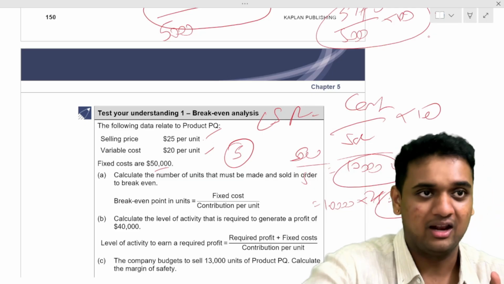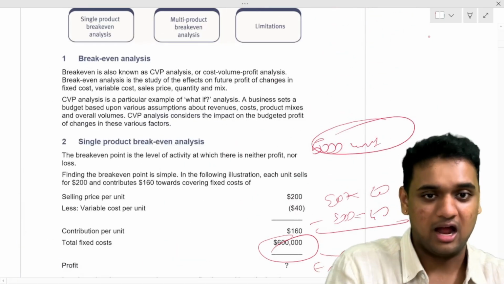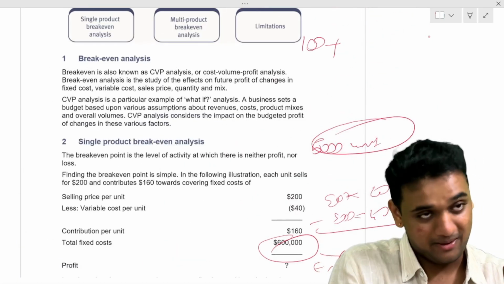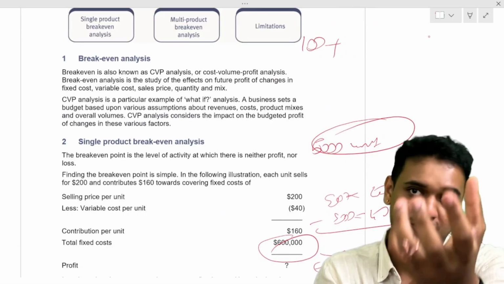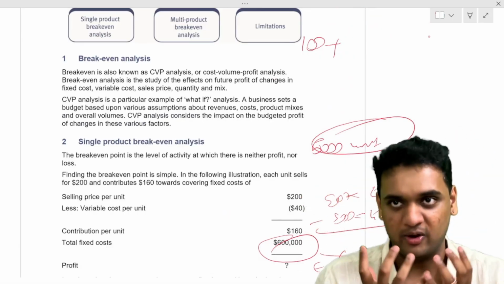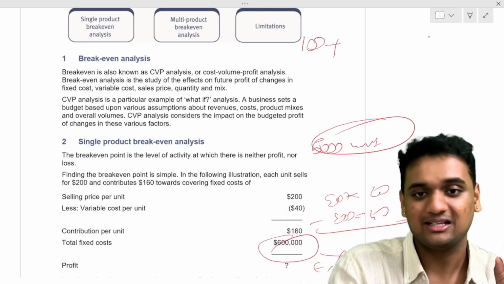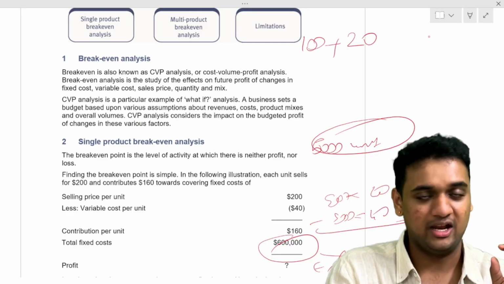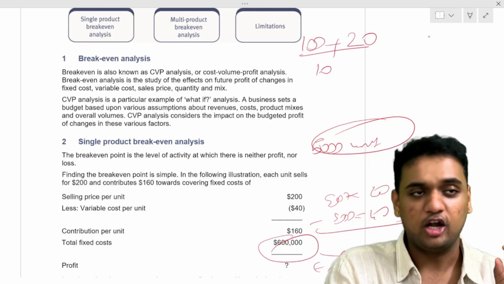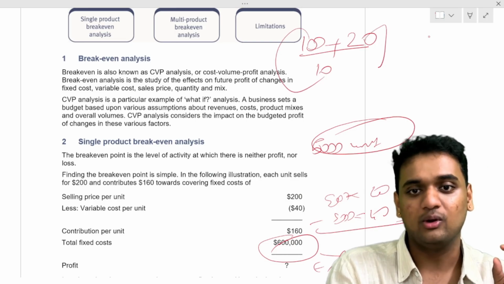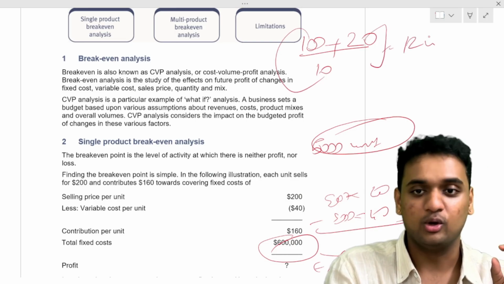We have to recover our 100 rupees plus we need a profit of 20 rupees. At the end of the day, we need 120. So that 100 rupees we will pay, 20 rupees we will have with us. So we need 100 plus 20 divided by contribution per unit, which is 10. If you do that, you will get 12 units.